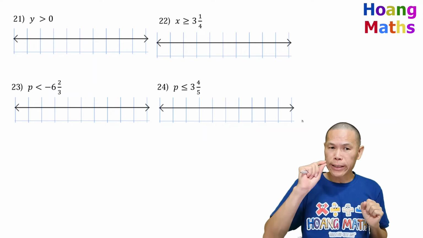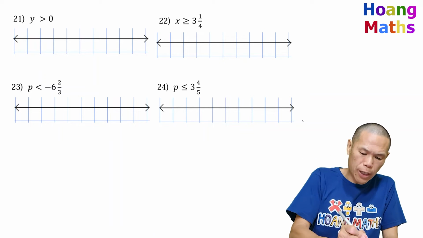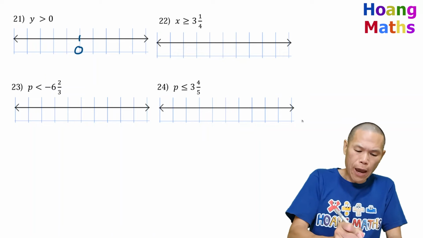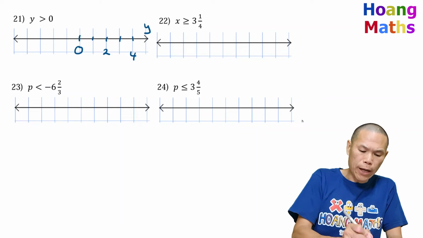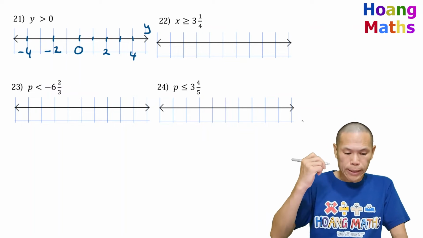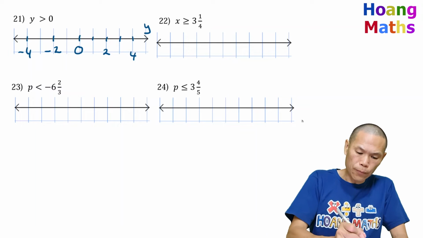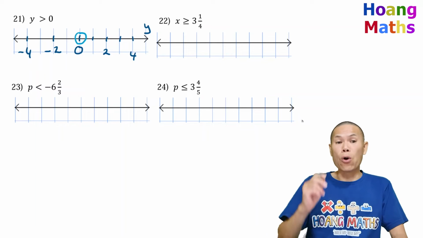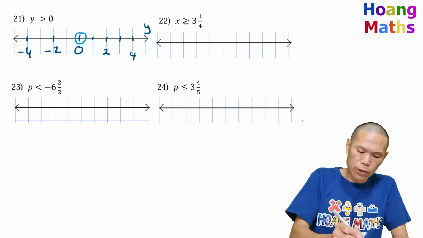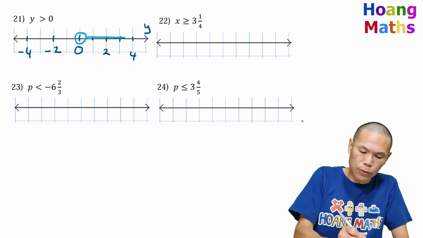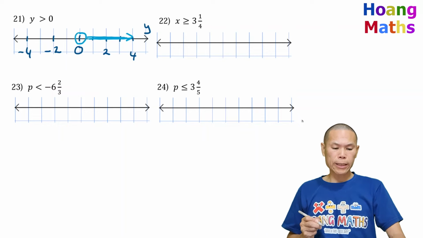So y is greater than 0. Let me start with 0 here, and we have 1, 2, 3, 4, and this is y, of course, and -1, -2, -3, -4. And it's greater than 0, so we circle at 0. Then all the numbers on the right hand side are greater than 0, right? So we're pointing this way, so we draw an arrow here. That means all these numbers are greater than 0.